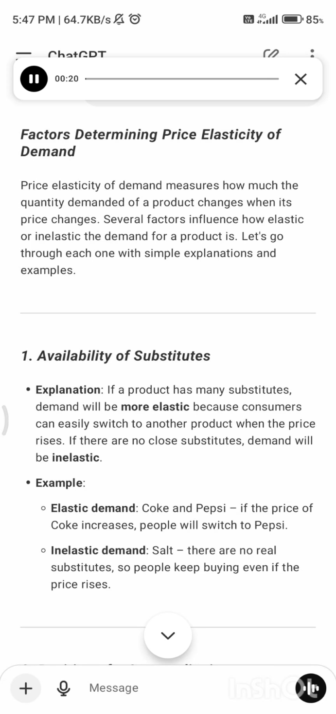1. Availability of substitutes. Explanation. If a product has many substitutes, demand will be more elastic because consumers can easily switch to another product when the price rises. If there are no close substitutes, demand will be inelastic. Example. Elastic demand: Coke and Pepsi. If the price of Coke increases, people will switch to Pepsi. Inelastic demand: salt. There are no real substitutes, so people keep buying even if the price rises.